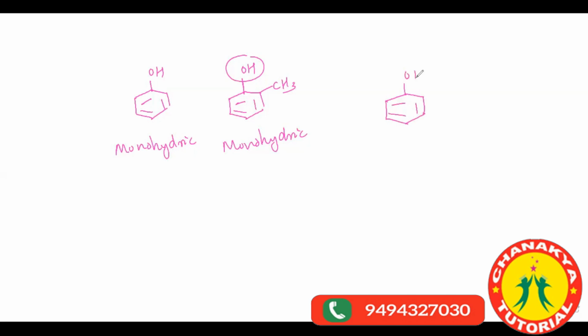And if there would be two OH groups, then it would be what? Dihydric phenol. Correct? And if there would be three OH groups, that will be what? OH, OH, and here also OH. This would be trihydric phenols. Understand? This is the type of class. This is a classification for phenol. Okay? Fine? Understood?